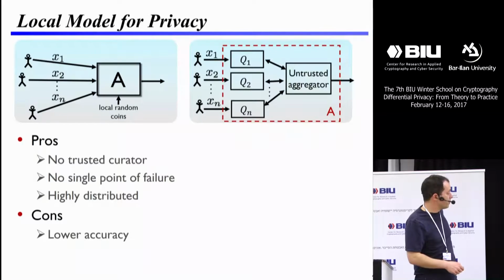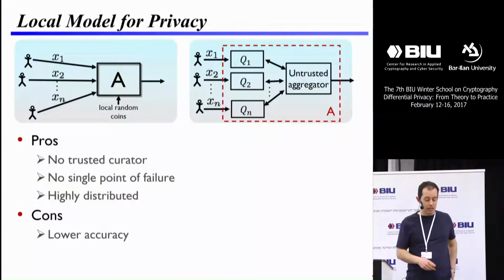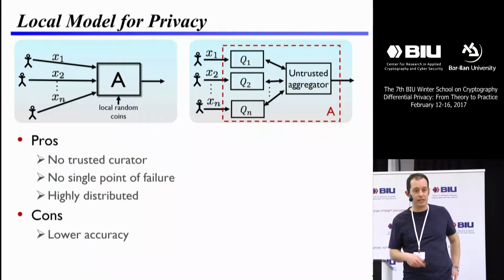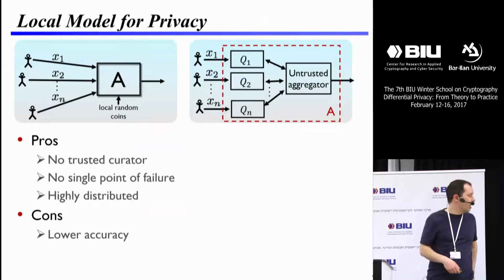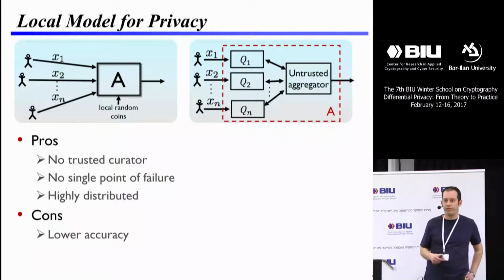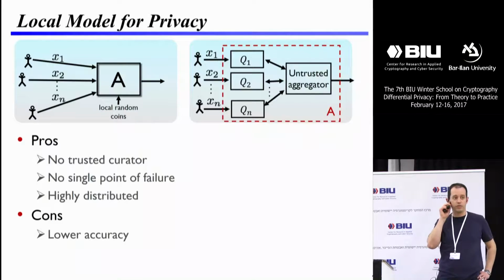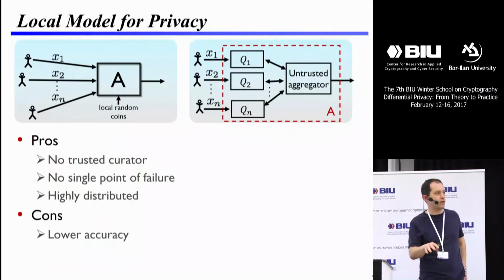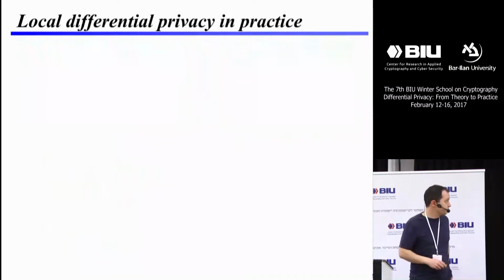So the big drawback to this model, unfortunately, is that you get significantly lower accuracy. And we'll see examples of why that is. But basically, we're going to get much stronger lower bounds in this model, and there are very clear information theoretic reasons for that, which I hope will be clear by the end of the talk.